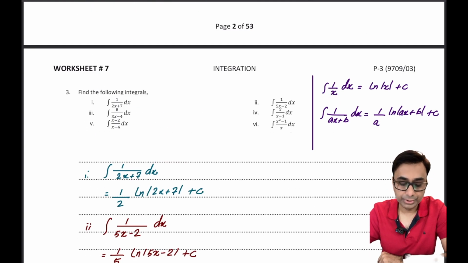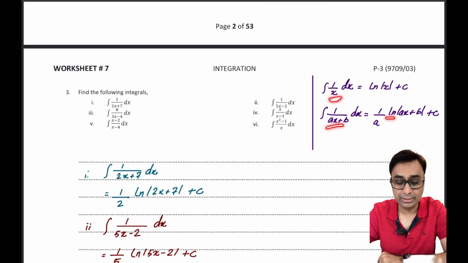Another formula of integration that you get in the formula sheet is 1 upon x dx to be integrated, and that is going to be ln x plus constant. And then again, this is something you have to figure out yourself, that if you ever get a situation where you have x being replaced by a linear function, the formula doesn't change.